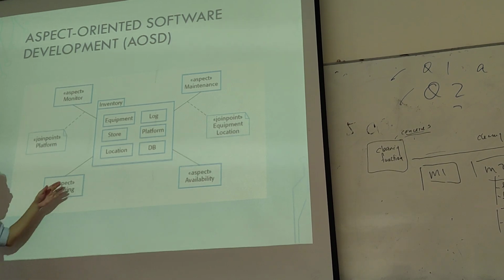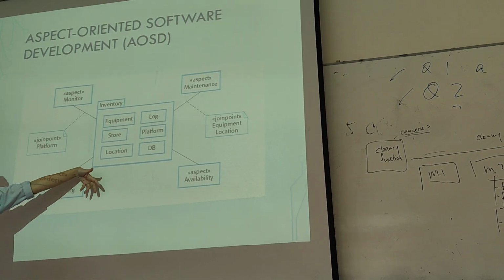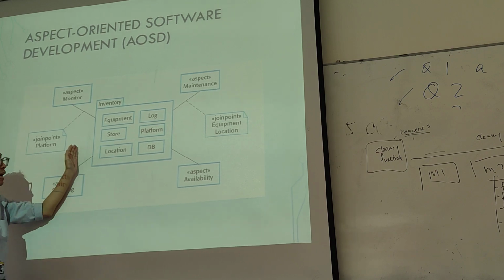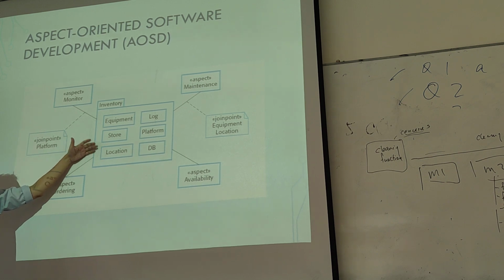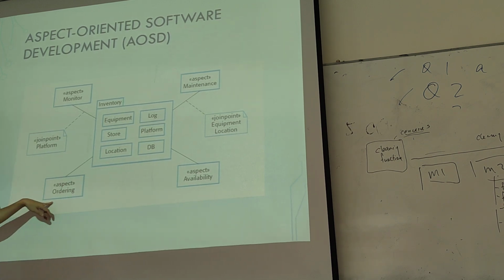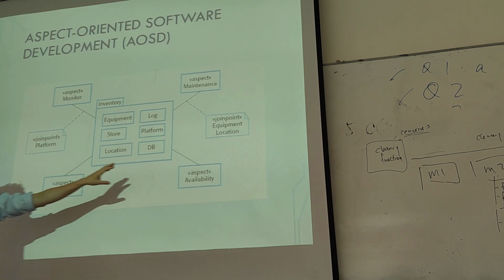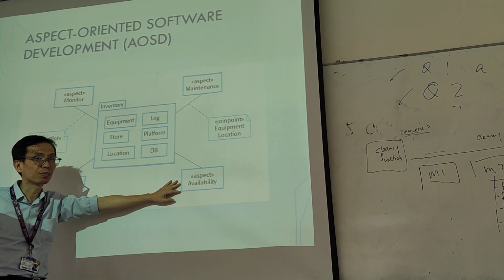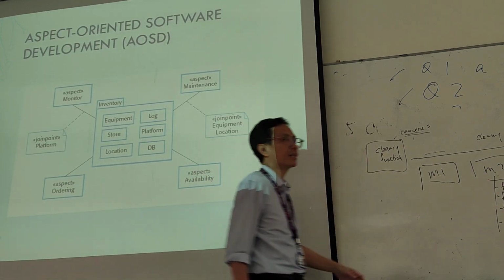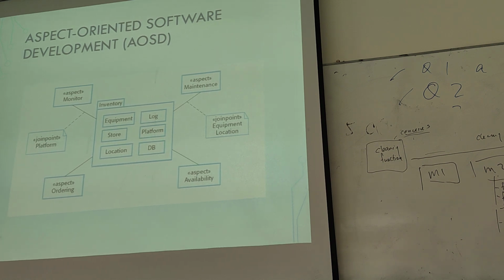Aspect availability, ordering. This ordering concern happens across this. When using aspect-oriented development, you have to separate this out as an aspect. Availability, where we check the availability, is also an aspect. You see that? This is the purpose of aspect-oriented development.